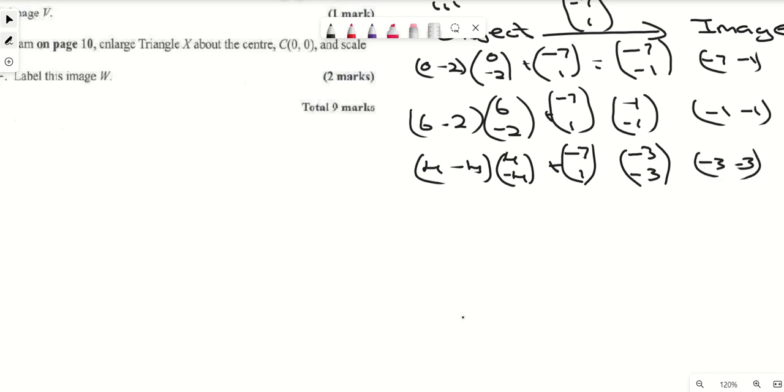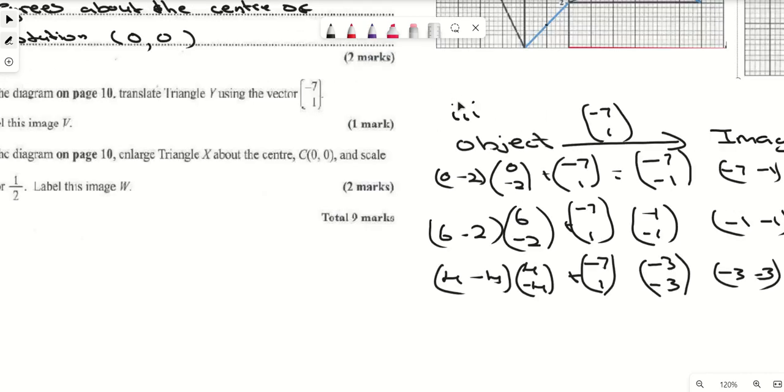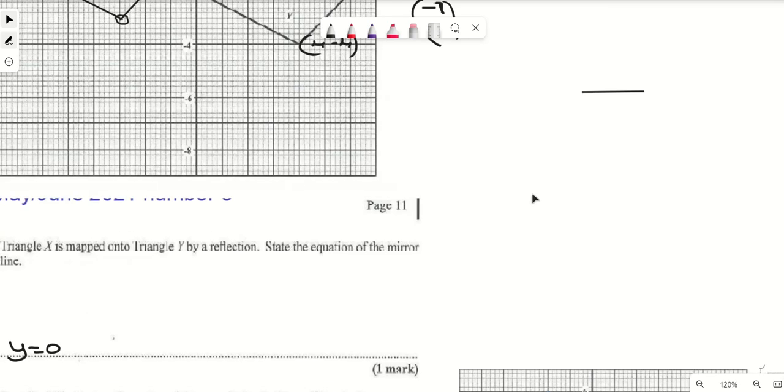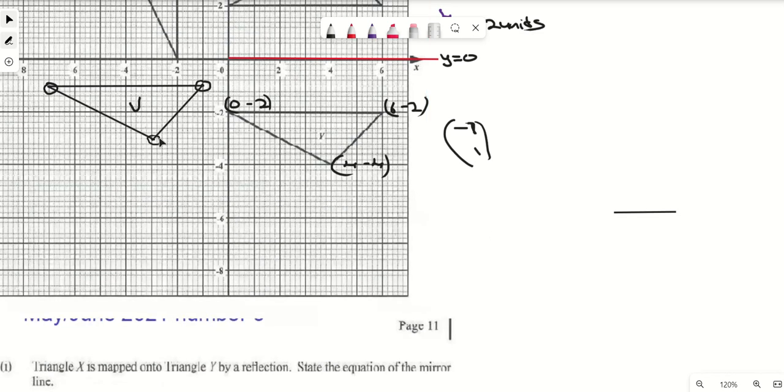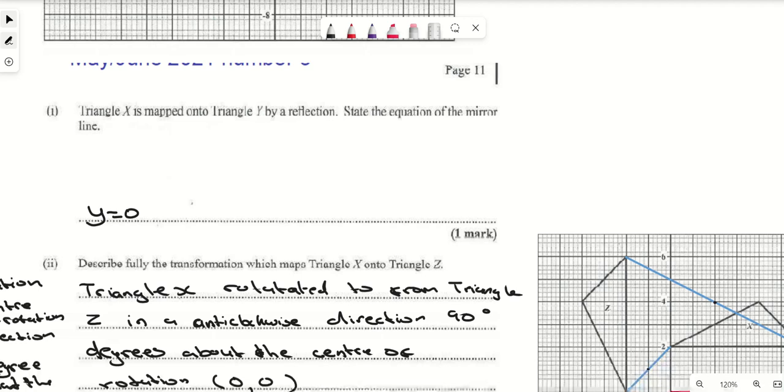And this right here would be my coordinates for the last one. And if we look, this is negative 3, negative 3. So we get our image V. These are the two ways that you would do this question.